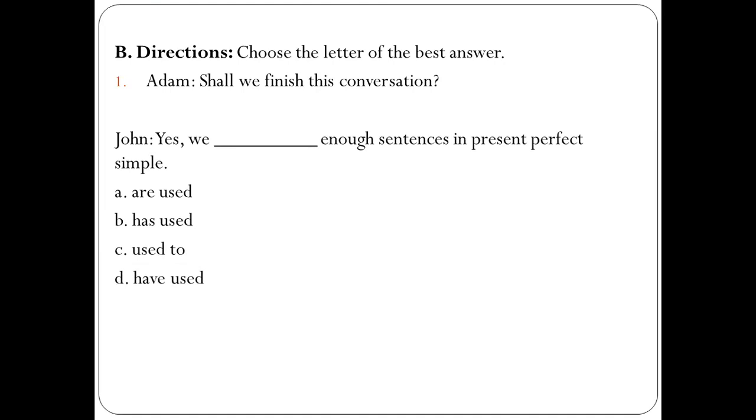Can you think of an answer? We, what is the formula again? Subject, has or have, plus the past participle. So since the subject here is what? Very good. We. So we have to use plural. So we will say, we have used. So letter D. So yes, we have used enough sentences in present perfect simple. So subject, and then have, and then past participle used.